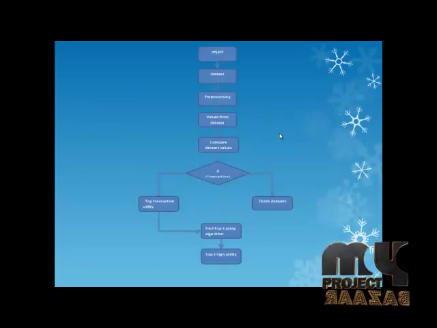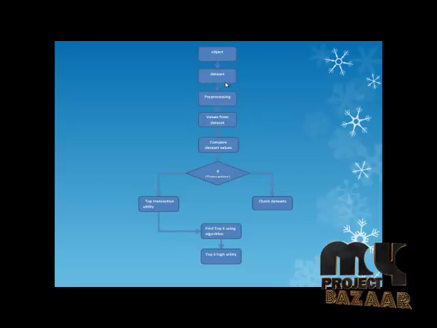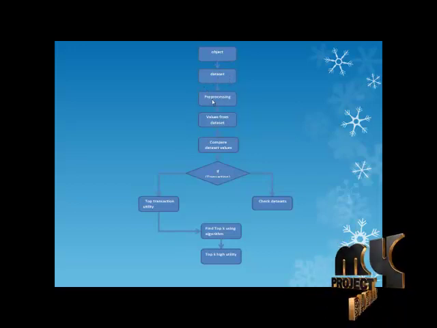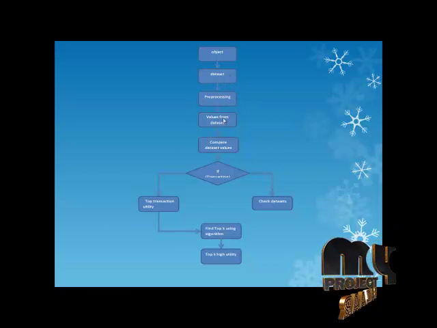This is our project flow chart. First we have to insert our data set, then the data set goes through a pre-processing process. In the pre-processing process, it removes the unwanted data from the data set, and after that the values can be separated from the data set.